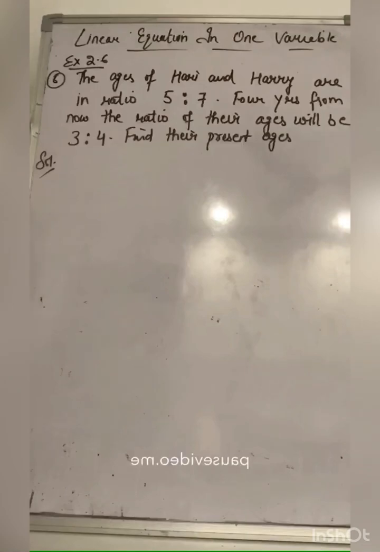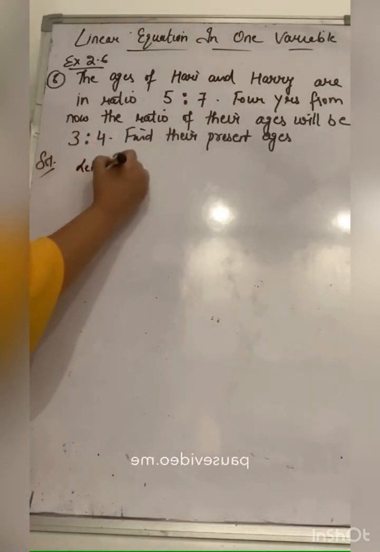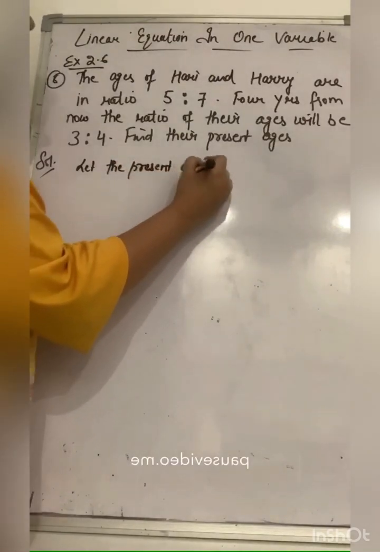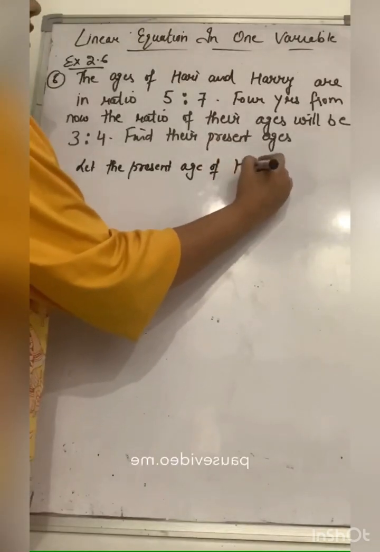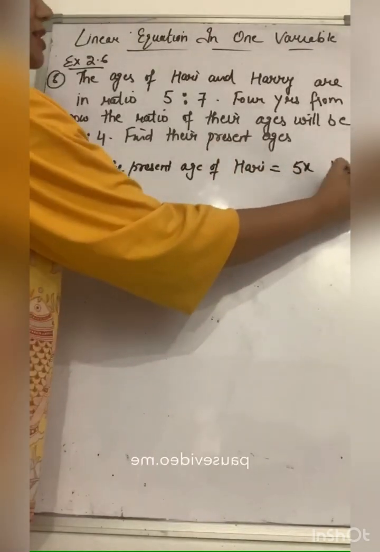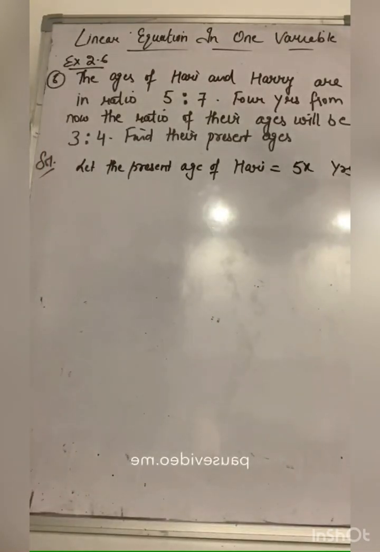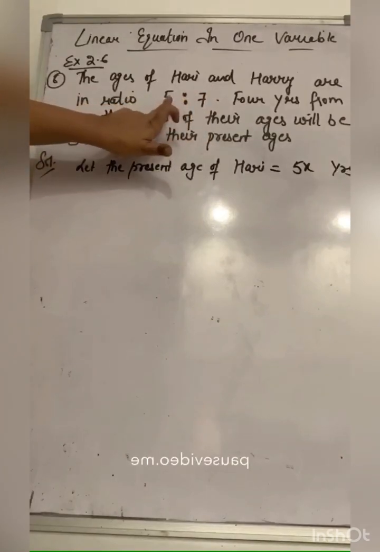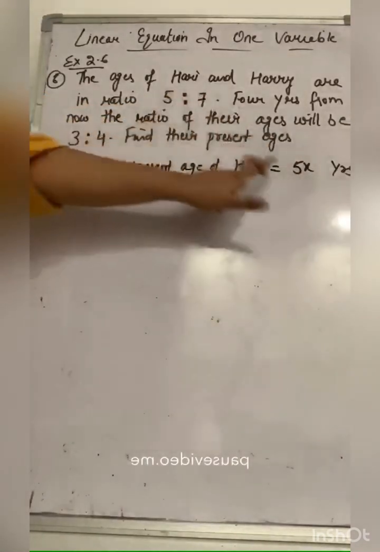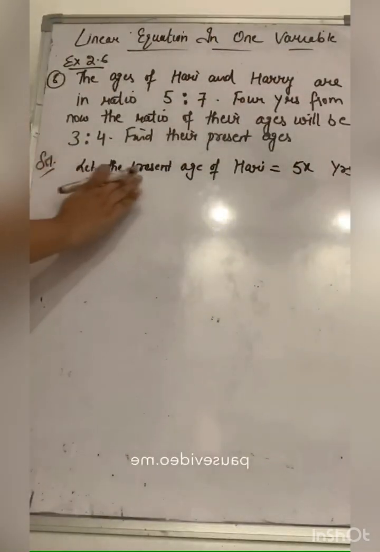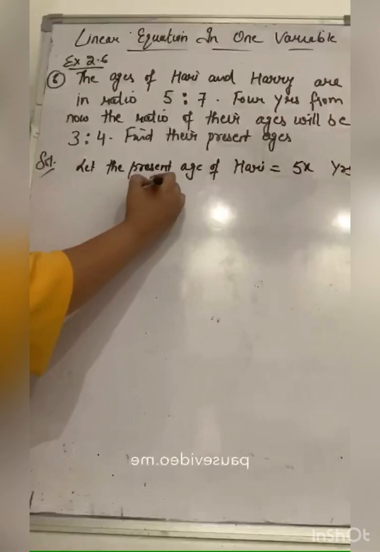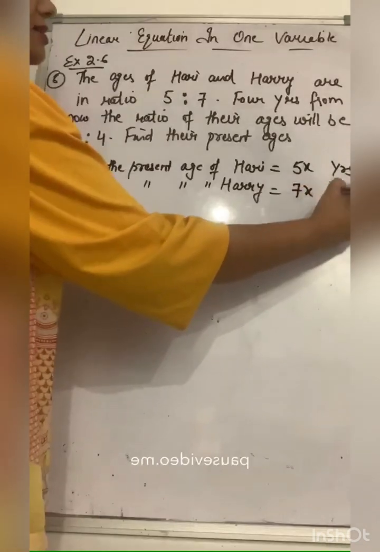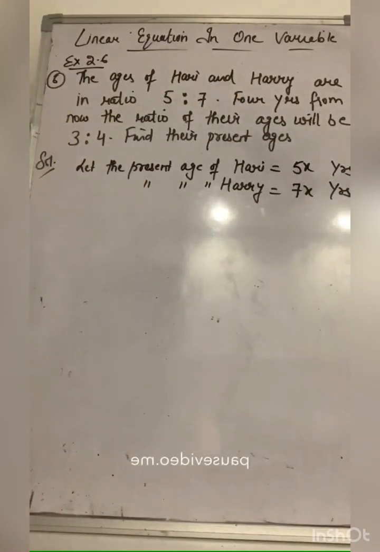So now, let us suppose that the present age of Hari is 5x years. Now what is the ratio of the age of Hari and Harry? 5:7. So when we remove the ratio sign, we write any constant with it, and let us say that constant is x. So let the present age of Hari be 5x years and the present age of Harry be 7x years, right? After that, what they are saying?